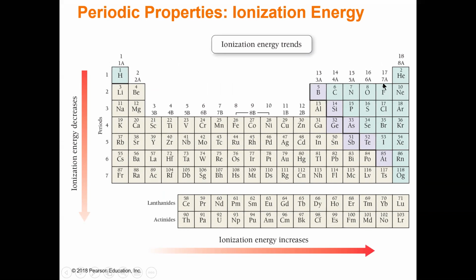So it would require a lot of energy to pull an electron from fluorine. It would take a lot of energy to pull an electron from one of the noble gases. They're already stable, so why would they want to give an electron up? Doesn't mean you can't do it, it just takes a lot of energy to do it.